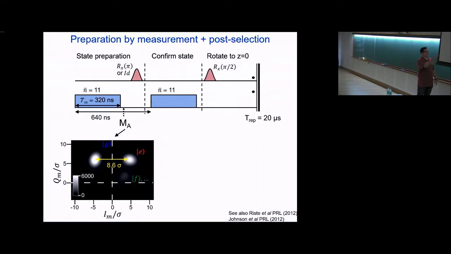Here's the I and the Q coordinates I'm showing you here. And now the color is how often I get these various separations. And what you see here are these Gaussian blobs like I've been drawing. And the separation here is 8.6 sigma between them. So they're really nicely separated.